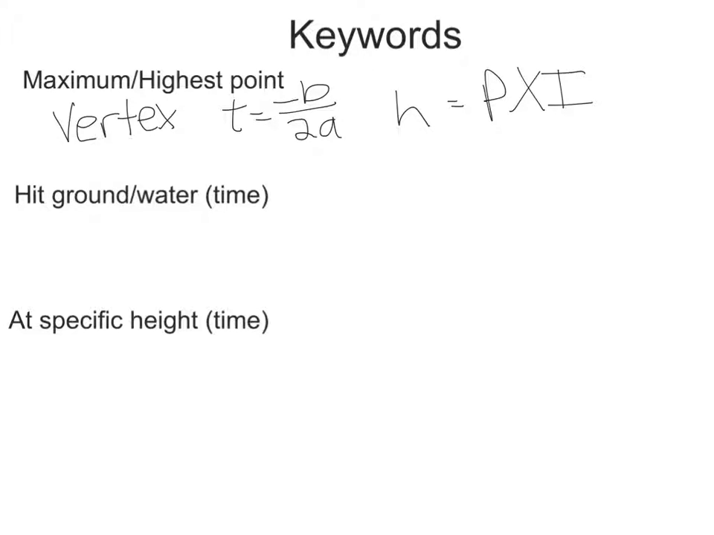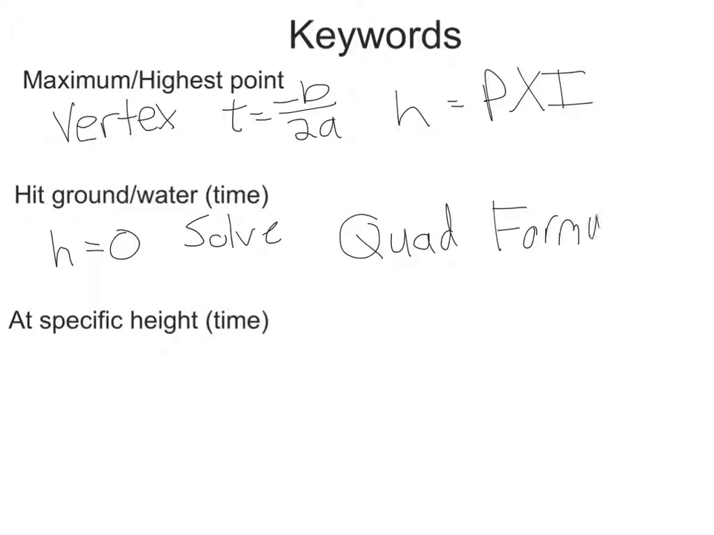If we're talking about when we hit the ground or the water, that's always dealing with when our height is equal to 0. And so in that case, we're trying to actually solve our quadratic. So we're actually trying to solve this out. And so that's when our quadratic formula is going to come into play. That is when we're going to be using that quadratic formula.